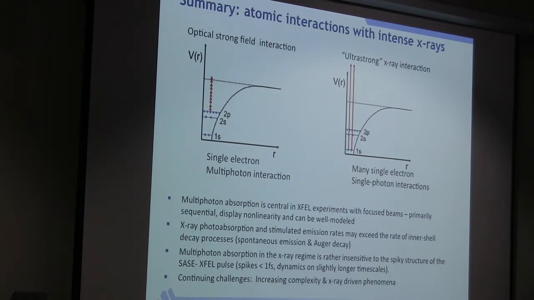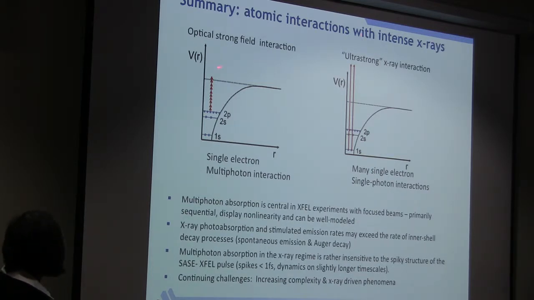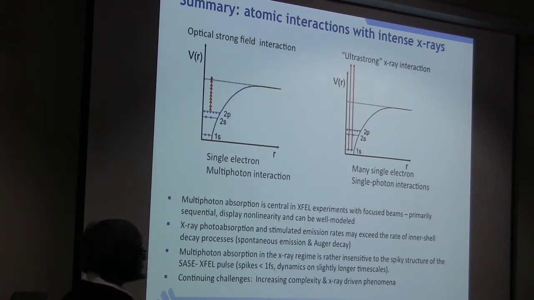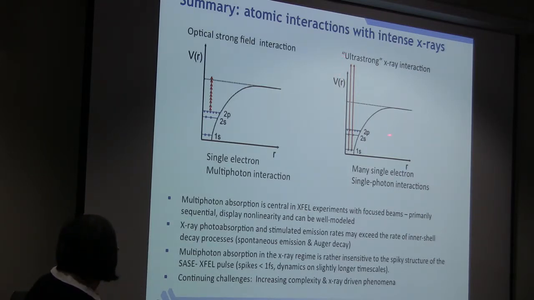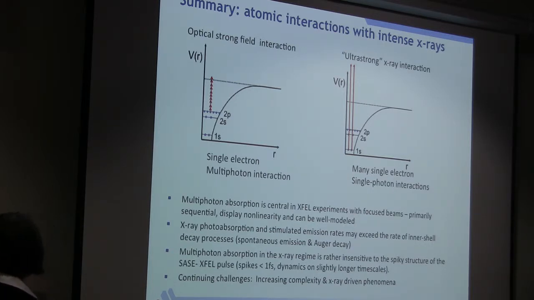So let me summarize what basically I said. Atomic interactions with intense X-rays. Optical strong field interaction is basically a single electron multi-photon interaction, and you strip out one of these outer electrons. But for these ultra-strong X-ray interactions, what's going on basically is you have many single electron, single photon interactions in a sort of complex system. And so the challenge is to be able to model, I would say, to understand all that in this complex system for other applications.